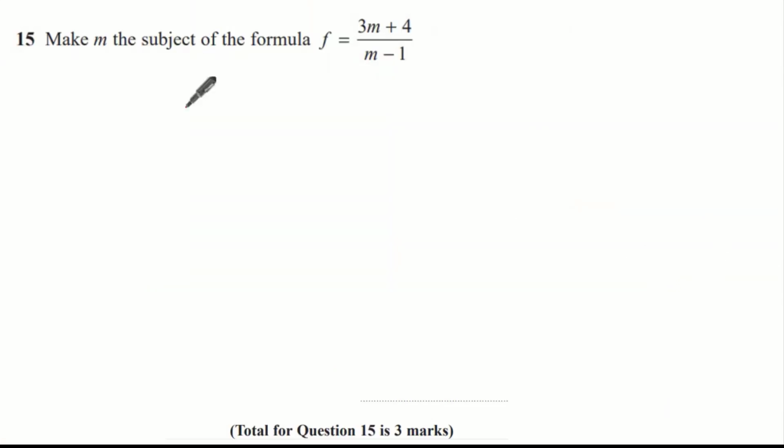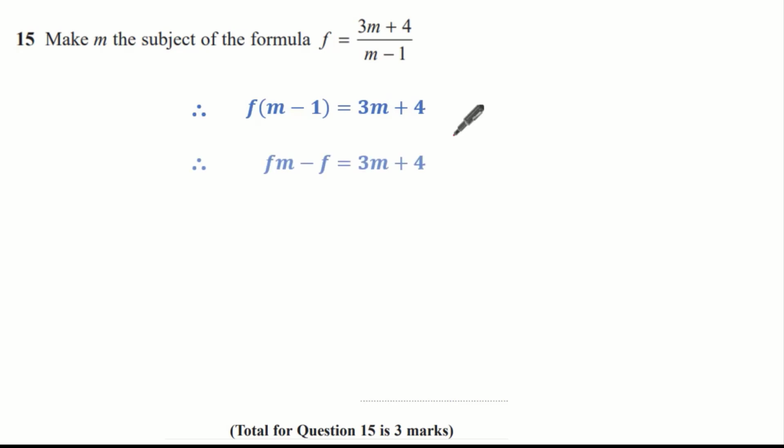Question 15 wants us to make m the subject of our formula, where f equals (3m plus 4) over (m minus 1). Because we have 2 terms including the letter m, it's important that we bring these m terms together. So let's start by multiplying by m minus 1. Multiplying f by m minus 1 eliminates that fraction. So I have f bracket m minus 1 equals 3m plus 4.